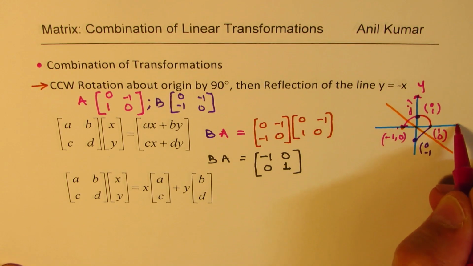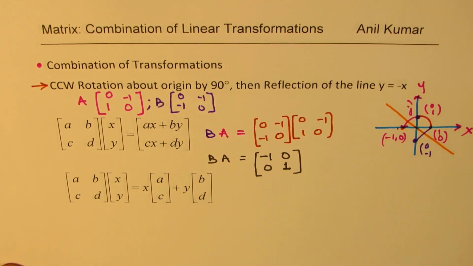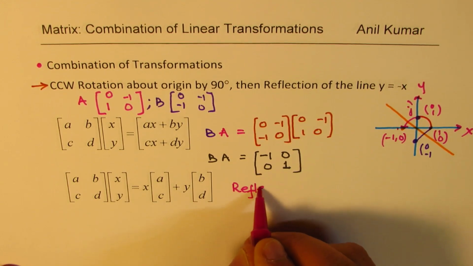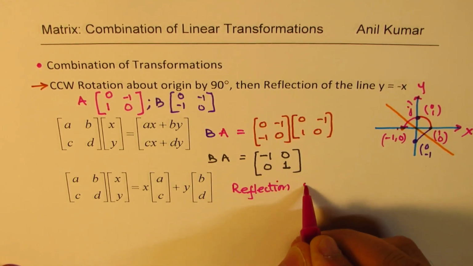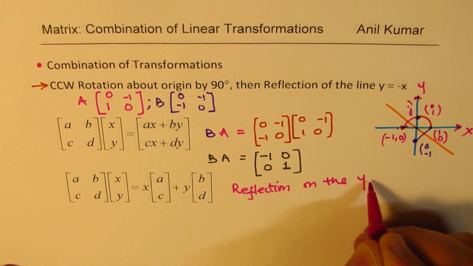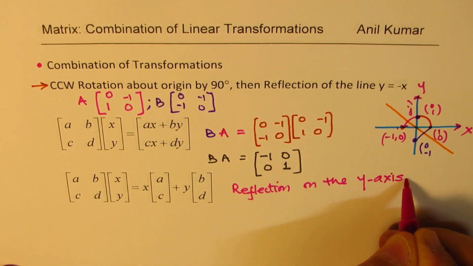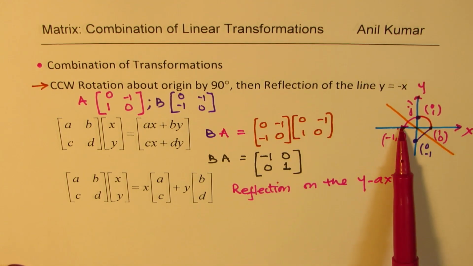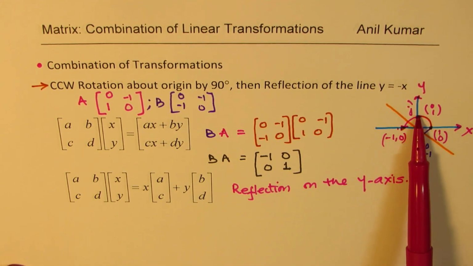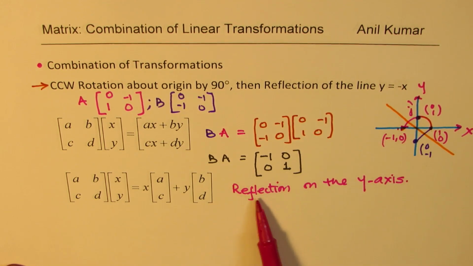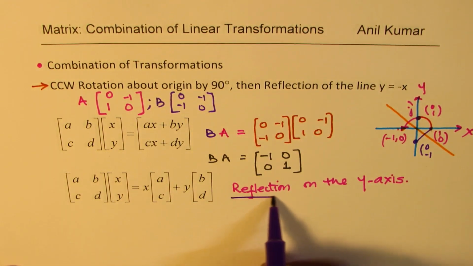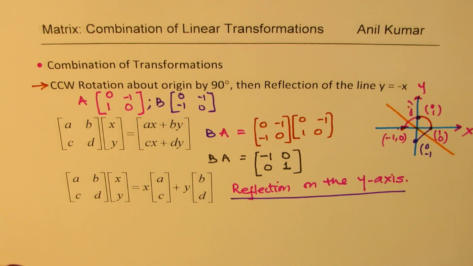So if this is the y-axis, this is the x-axis, then what does it show? It shows a reflection on the y-axis. Is that clear to you, right? So this combination really shows that that point will come on this side, 1 on the y-intercept will remain right there. So it is basically a reflection on the y-axis. Does it make sense to you? So that combination gives you reflection on the y-axis, correct?